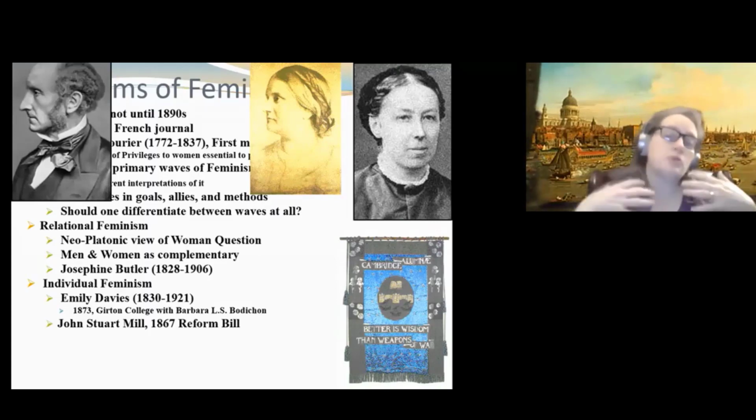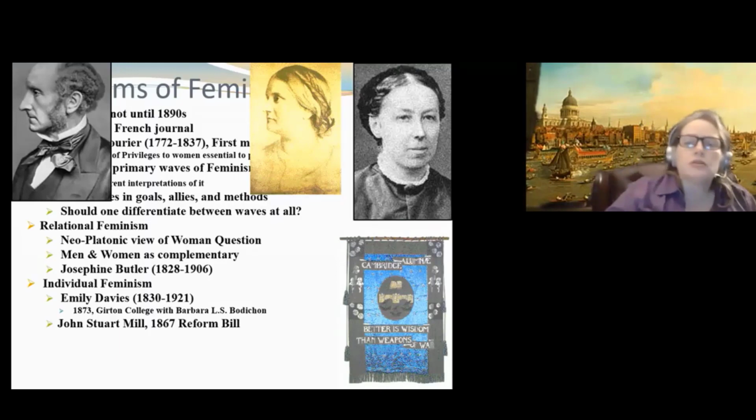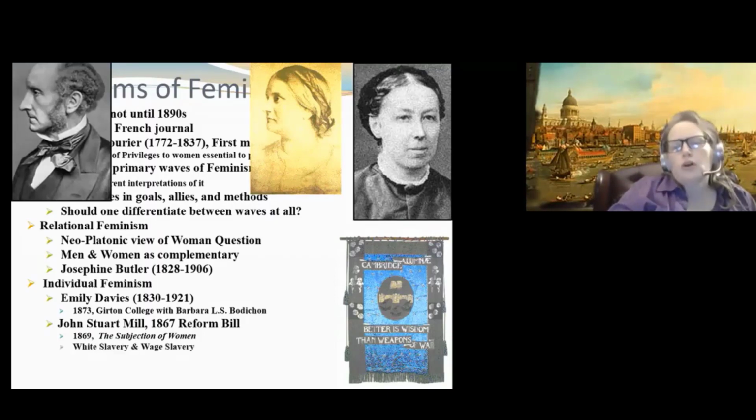They're pushing through universal male suffrage in 1867, and he tries to put an addendum onto the bill to get women the right to vote, unsuccessfully. He's going to agitate very much for this. This is more the liberal wing, the liberal idea of individual rights for individual women. And he's going to write, along with his wife Harriet, The Subjection of Women, very much advocating for women to get full civil rights. He's also going to argue against what he called white slavery or wage slavery, which involved prostitution.